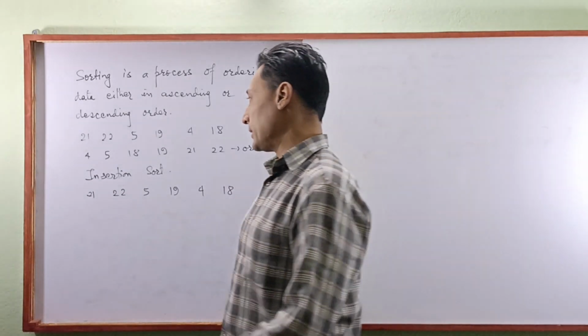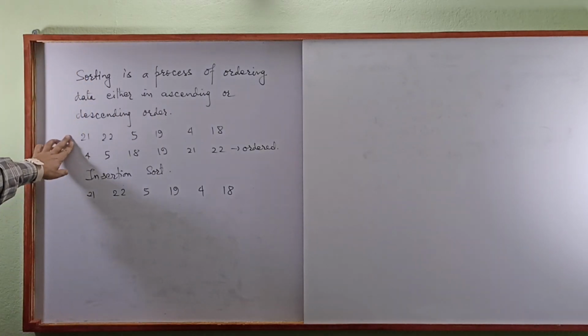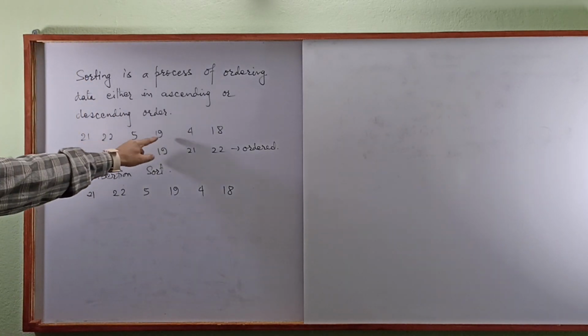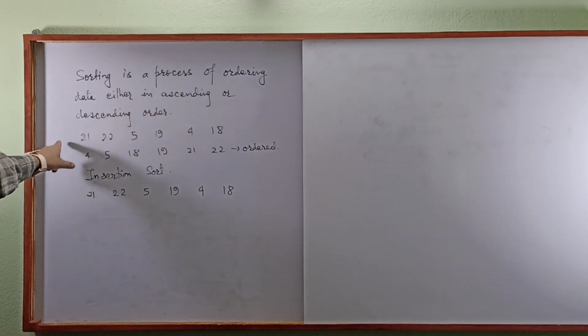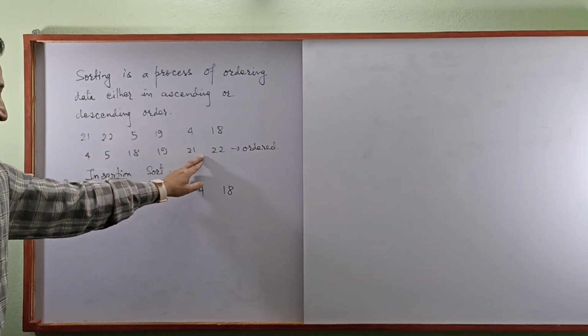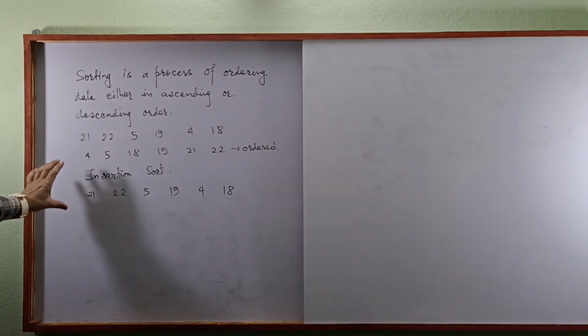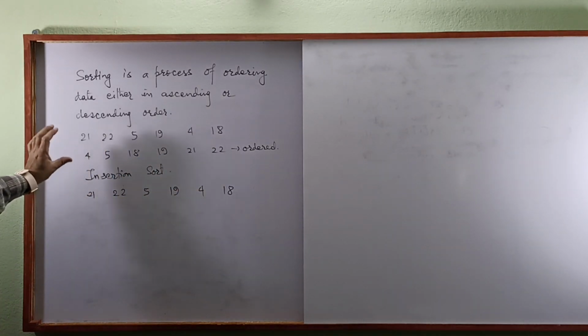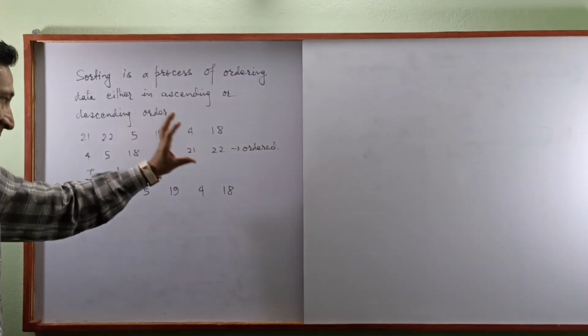Okay. So let's suppose this is a list of given data: 21, 22, 5, 19 and so on. When these elements are sorted, we will get this one. Smaller elements appear in the beginning, larger elements appear at the end. Now, let's see how these elements are sorted according to insertion sort.